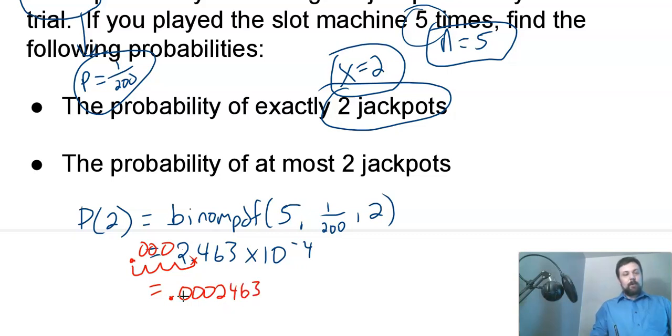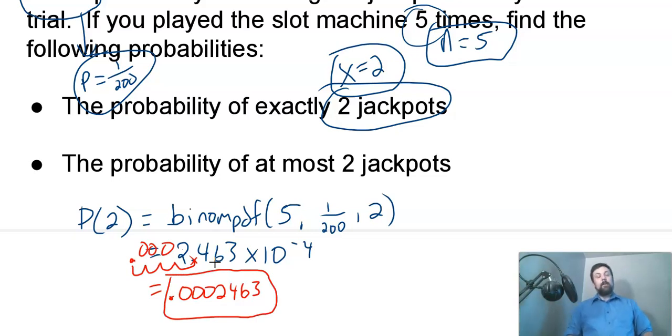0.0002463. So that's the probability that if you played the slot machine 5 times, that you would hit the jackpot exactly twice. Now, the next question looks really similar, and some students, when they see a problem like that, now, when you see them side by side, it wouldn't make sense to do 2 again, right? Because we just did that one, right?